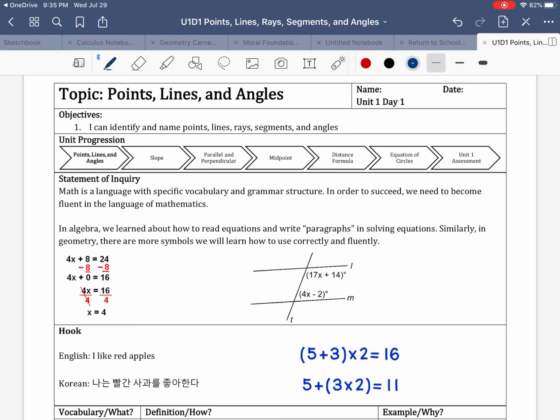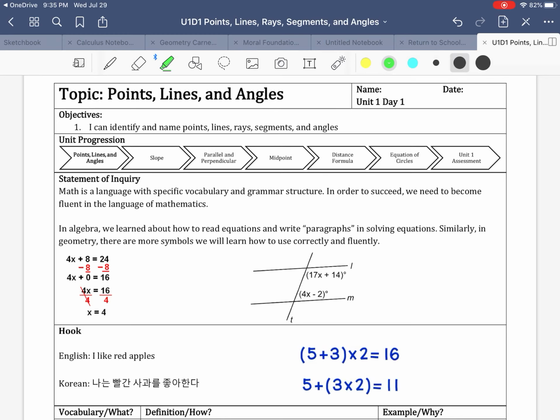If you look right here, you'll find our unit progression. That means these are the topics that we are going to cover this unit, ending with our Unit 1 assessment. So today, we'll work on points, lines, angles. Next class, we'll talk about slope, then parallel and perpendicular lines, going into midpoint, distance formula, and the equation of circles.